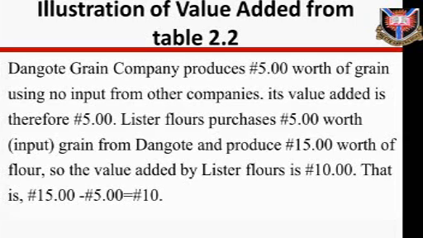Lister Flour Company. Lister Flour purchased 5 naira worth of input grain from Dangote and used it to produce 15 naira worth of flour. The value added by Lister Flour Company is thus the market value of its product, 15 naira, less the cost of the input it purchased, 5 naira, which gives 10 naira. That is 15 naira minus 5 naira.